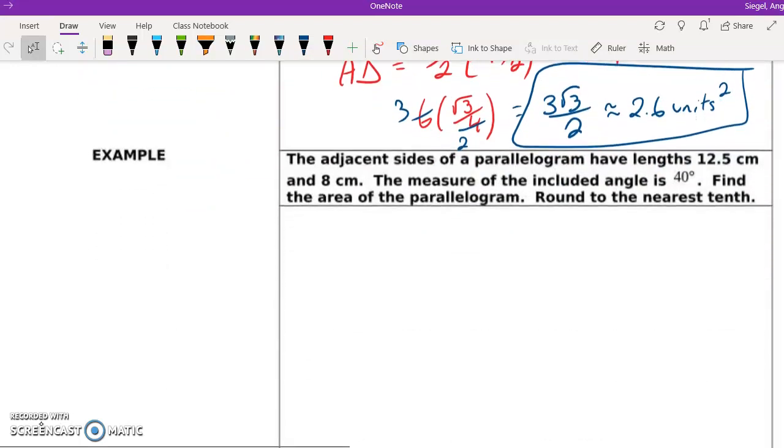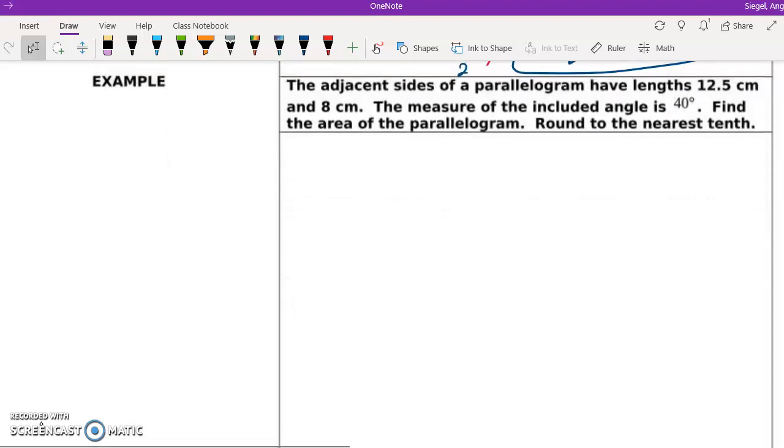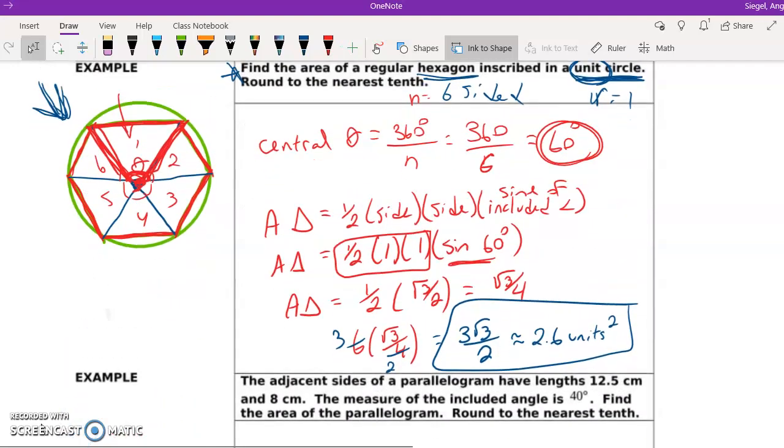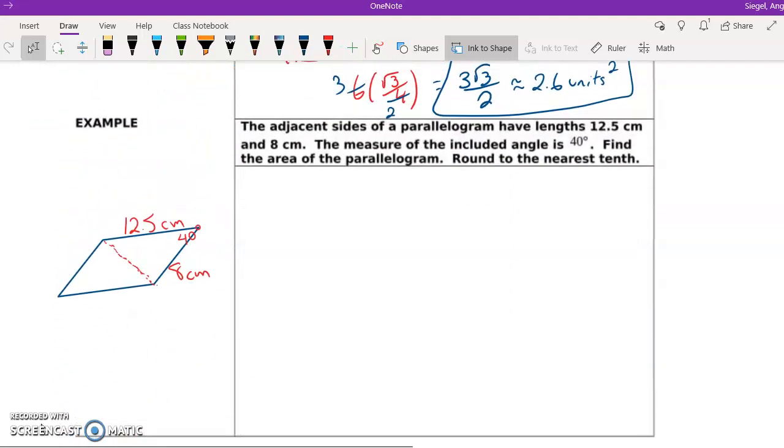Okay, so last week we did have a problem with the parallelogram, so we're going to do another one of those problems today. I'm going to go ahead and attempt to draw the parallelogram over here. Okay, so I attempted to draw another one. I used the ink to shape feature, and it's okay. I guess it's better than my kindergartner one up here. So this is what we have. We have this parallelogram, and I wrote the lengths down here and here, and the measure of the included angle is 40 degrees. So that's how I set that up.